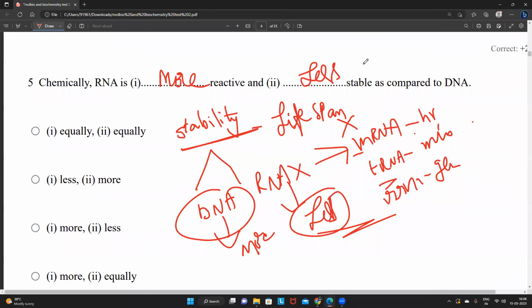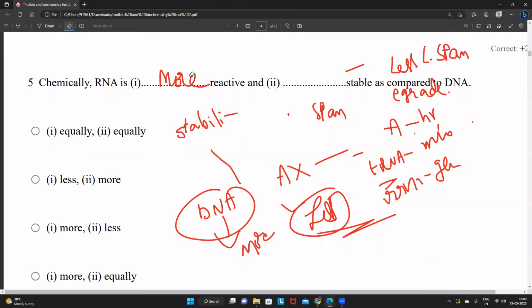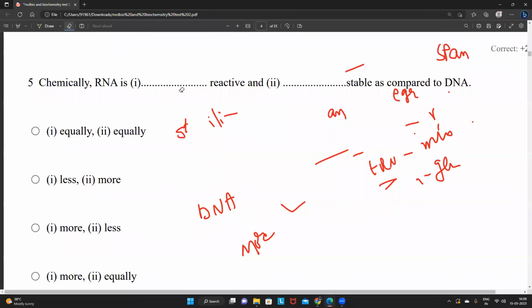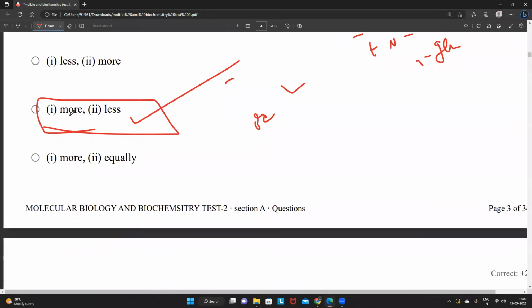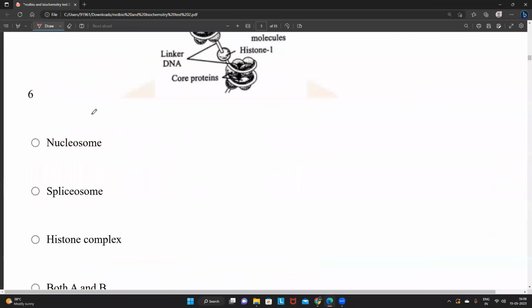And one more point, everyone remember, when I use the word less stable, also remember less lifespan. That also you have to remember. And also you have to remember it degrades very fast. So that's why DNA never degrades very fast when compared to the RNA molecule. Not to get confused with that. So which is more reactive and less stable. Easy to remember. Option C is the correct one.